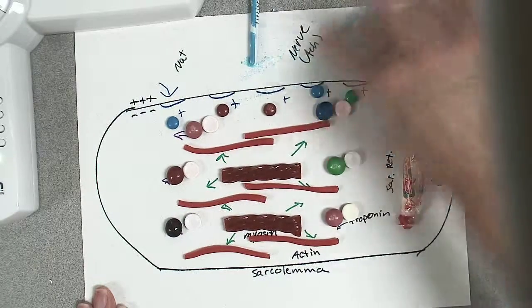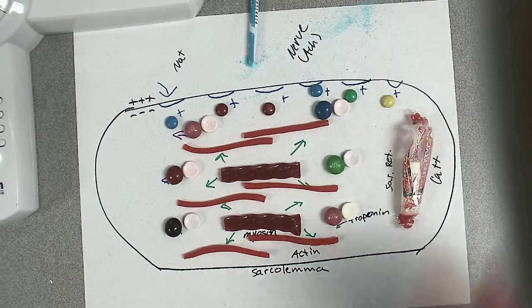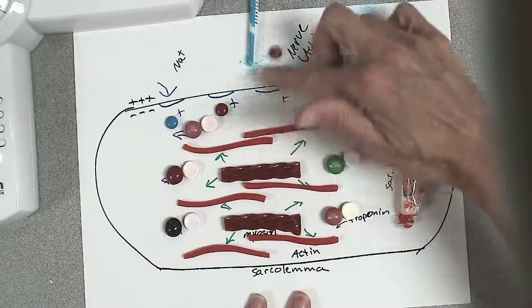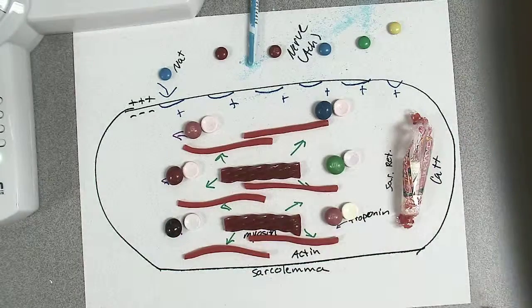We don't have something demonstrating the myosin heads. So the myosin heads now can bind where troponin once was. And what it does is kind of like a tug of war. It pulls the actin in towards the middle.